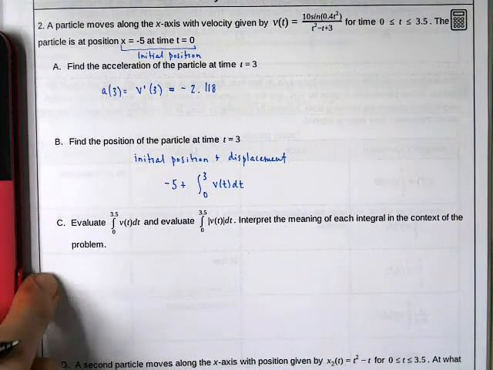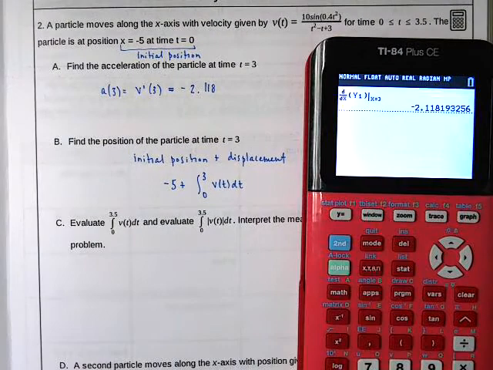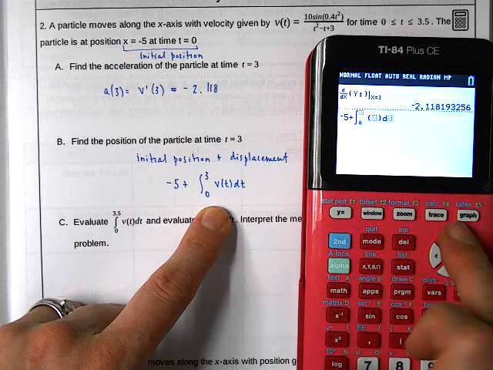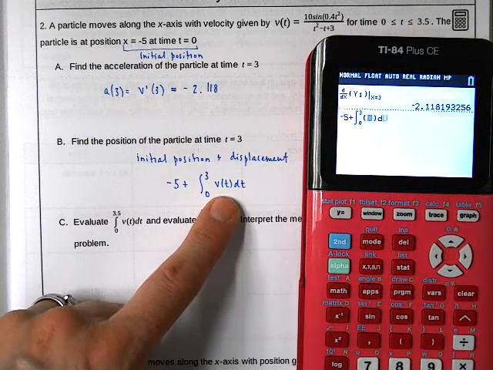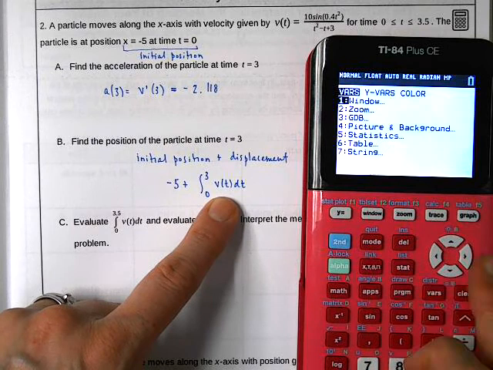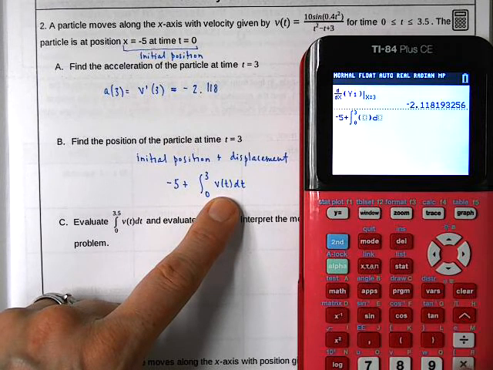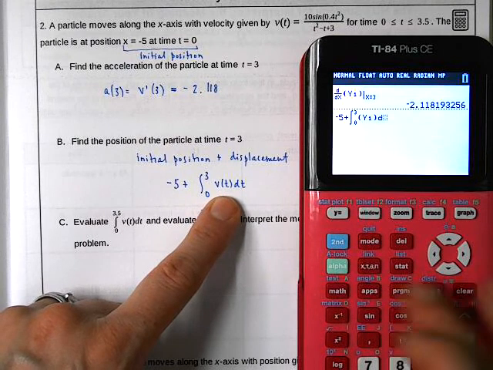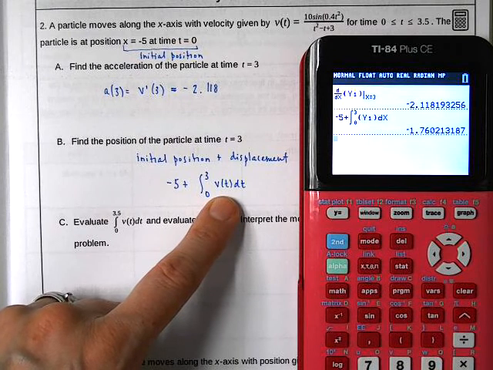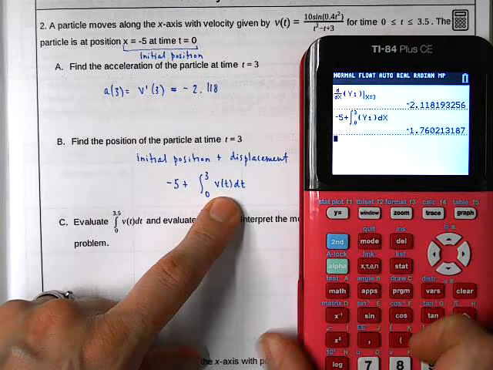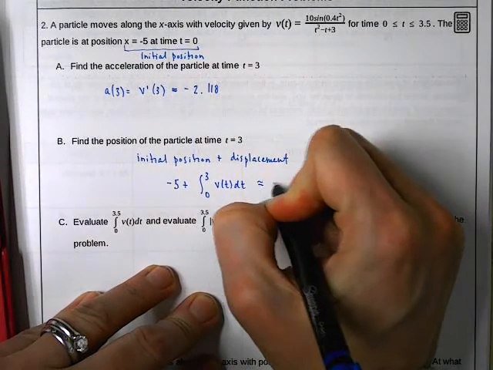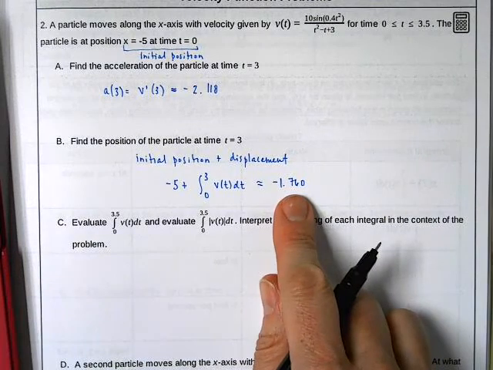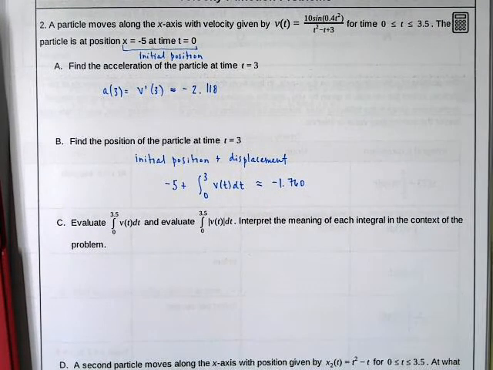And now we're just going to go to the calculator. So let's see, I'm going to have -5 plus, my integral is math 9 from 0 to 3. And again, I'm just going to put in that same function we had stored. So we're going to go into vars, over to yvars, whoops, I got out of there somehow. Yvars, hit y1, and then we're going to do dx. And we get -1.760. Now again, you'll notice I'm going to 3 decimal places. That's an AP standard. We always go to 3 decimal places unless you're specifically instructed to do otherwise.